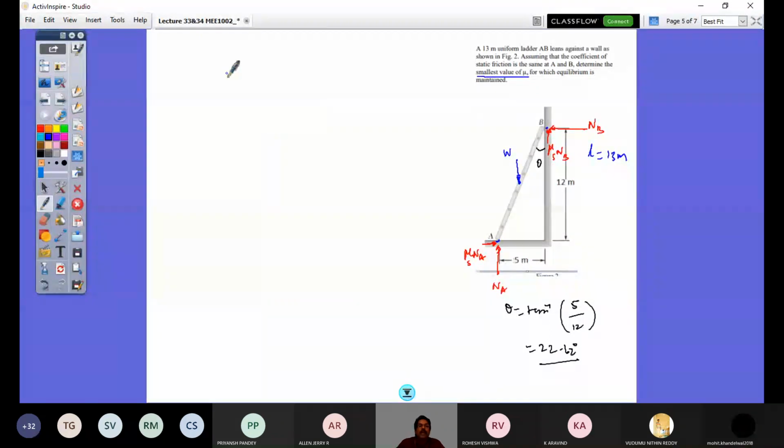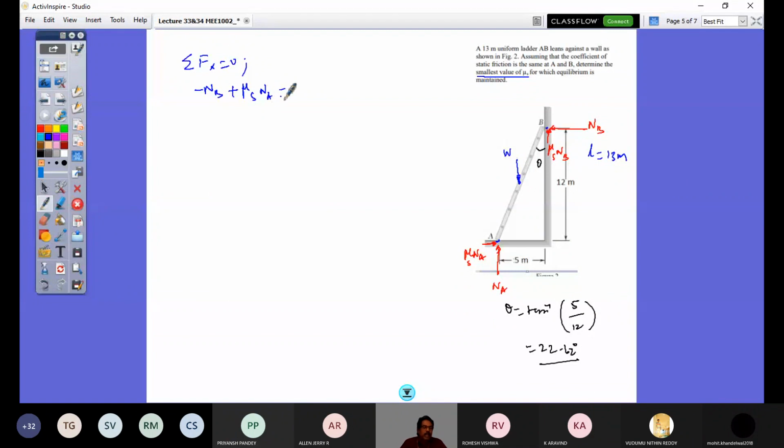One is sigma Fx equals 0. When I apply that, how many horizontal forces are there? One is mu s times NA, another one is NB. So I would have my equation as minus NB, because that is to the left, plus mu s times NA equals 0. So I get NB is given by mu s times NA. This is equation 1.